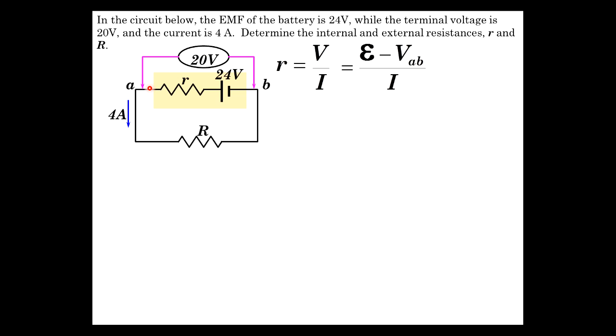So we're given that the entire VAB is 20. So we can just say 24 minus 20 is 4. Over 4 is 1 ohm. So that's the internal resistance.